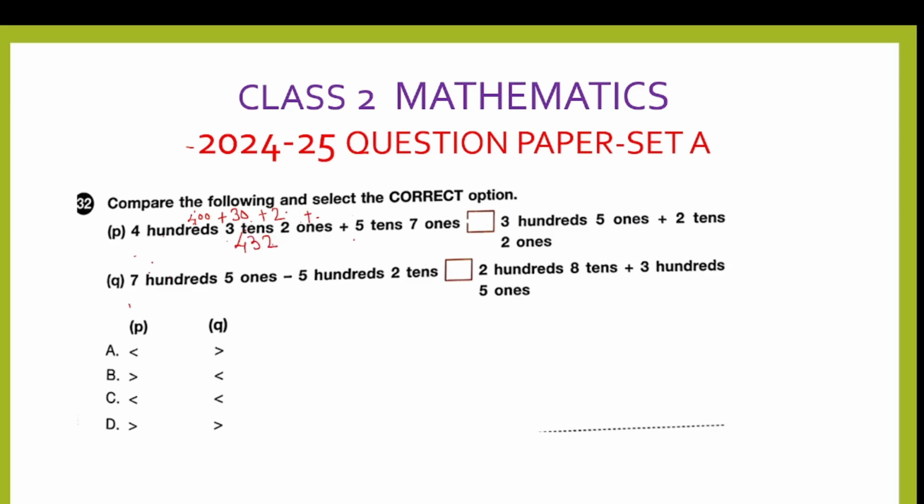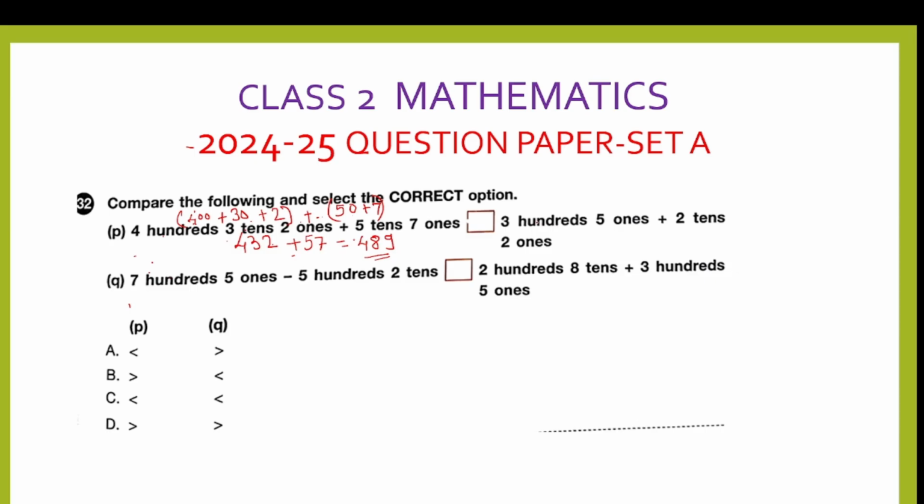432. Now plus what we have? 5 tens, that is 50, and plus 7 ones, that is 50 plus 7, that is 57. Now do the addition. So what is 432 plus 57? 7 plus 2 is 9, 5 plus 3 is 8, and 4 as it is. So the number is actually 489.